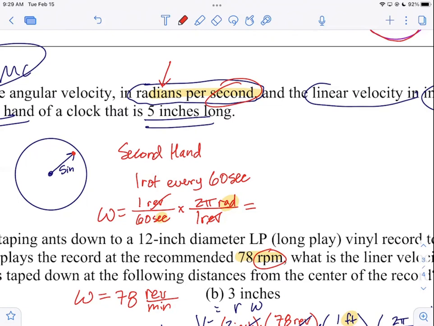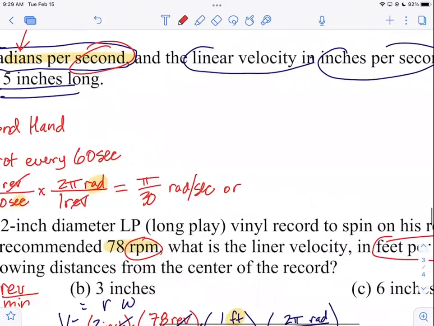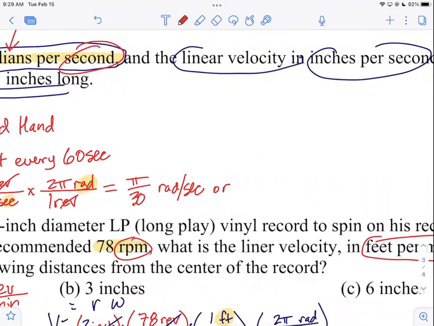So if you want to simplify, get an exact answer, it's going to be pi 30ths radians per second, which might be an answer choice. Or if you actually want to divide it out, what's pi divided by 30? 0.104 or 0.105 radians per second.